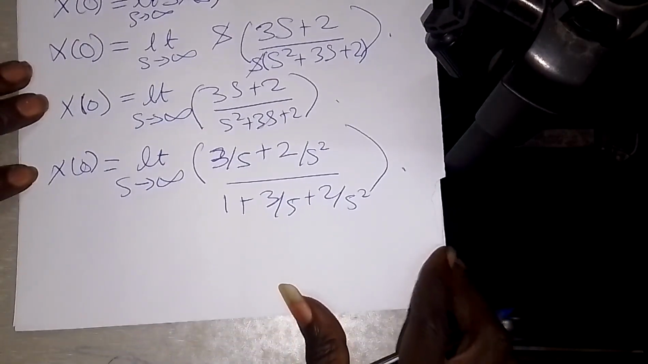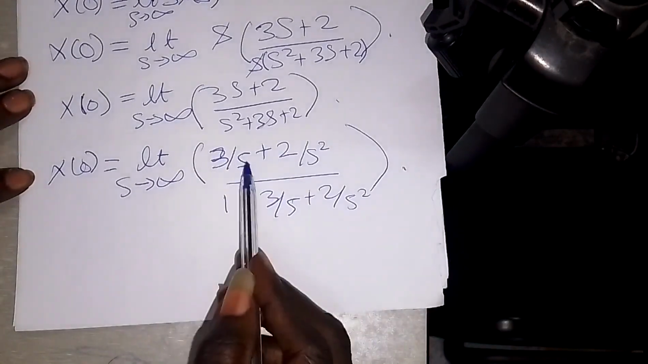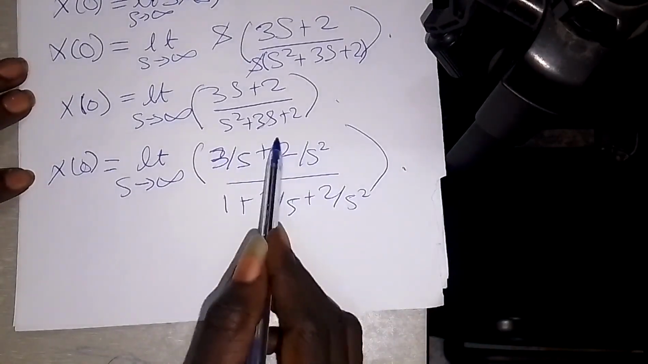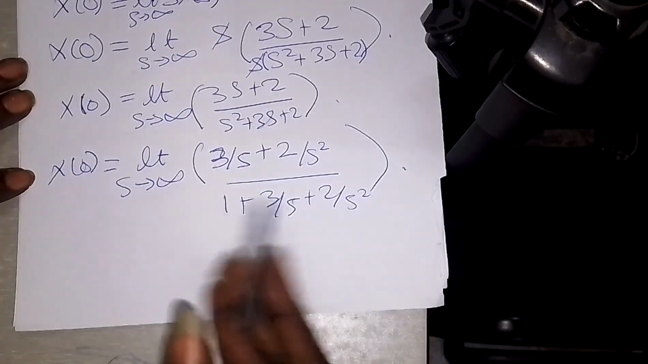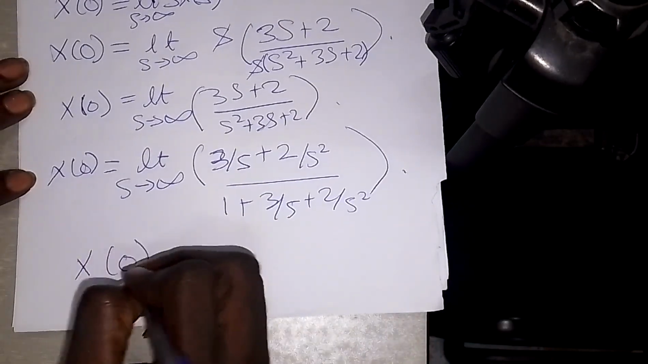Now if I put infinity into this one, here it will be 0, here it will be 0, here it will be 0, here it will be 0. So 0 over 1 is 0. So x of 0 is 0.